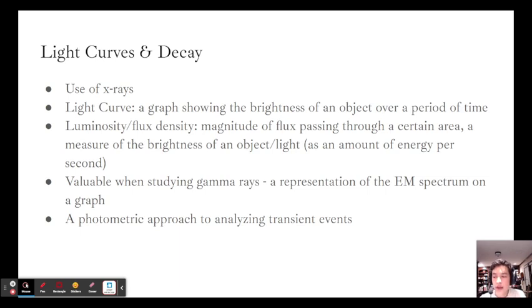Light curves and their decay are valuable when studying gamma rays, as they provide a visual representation of the electromagnetic spectrum on a graph. And lastly, it's a more photometric approach to analyzing transient events, which means it does not require the position or distance of the event, only data tying back to the spectrometer point, which is generally very expensive. And so a photometric approach would be very beneficial.